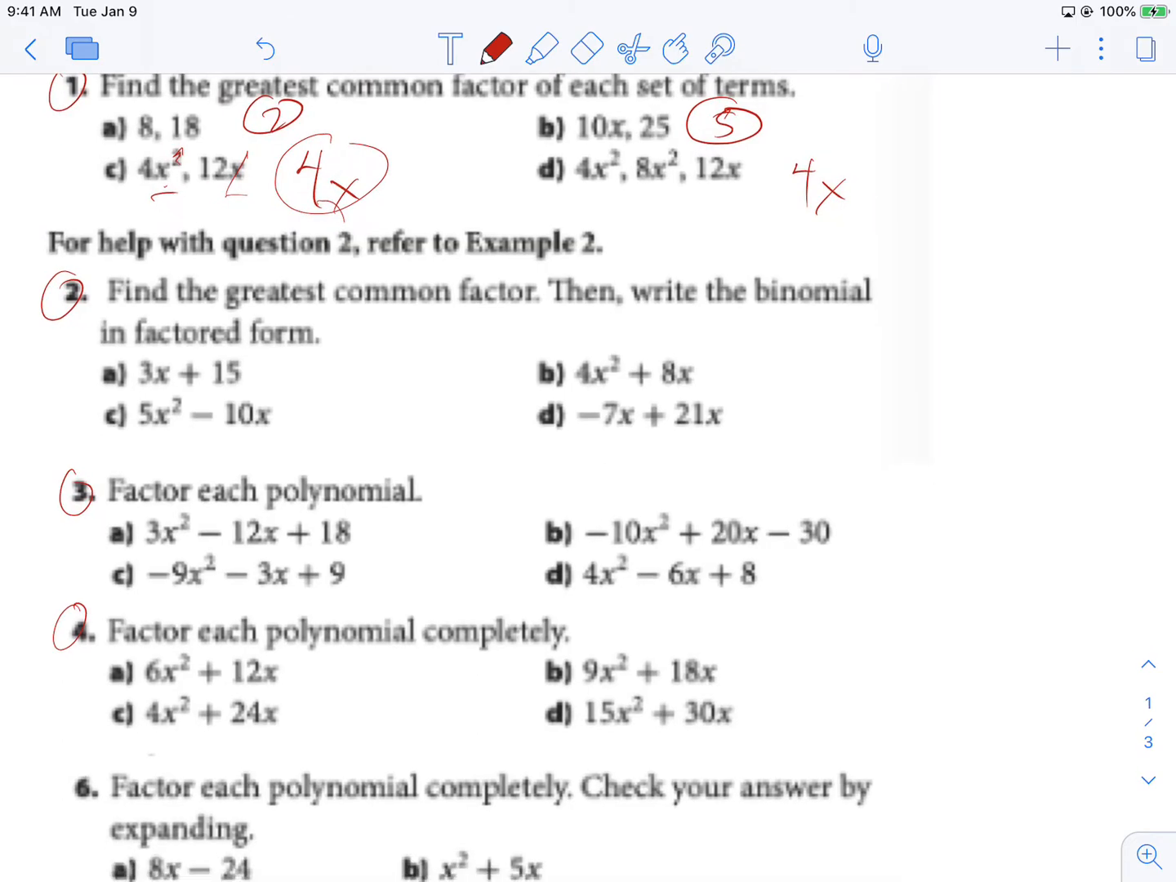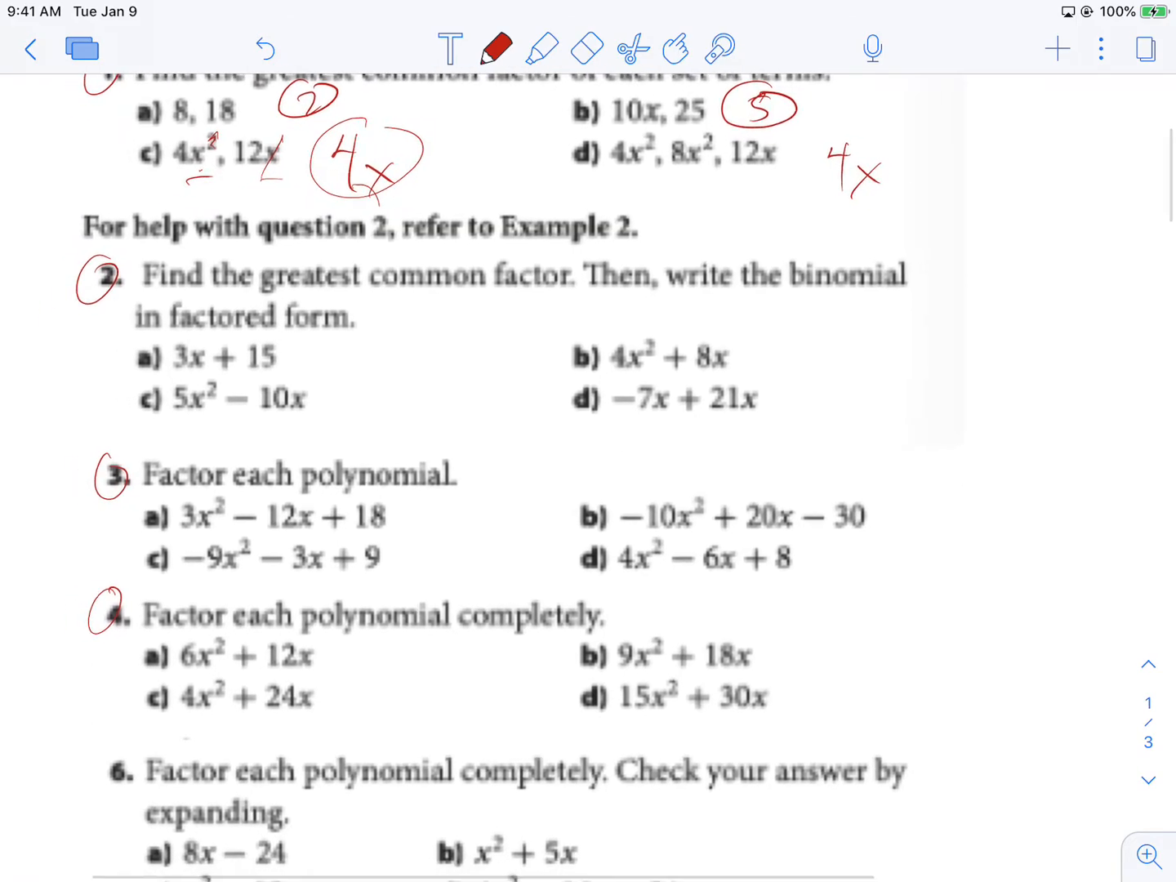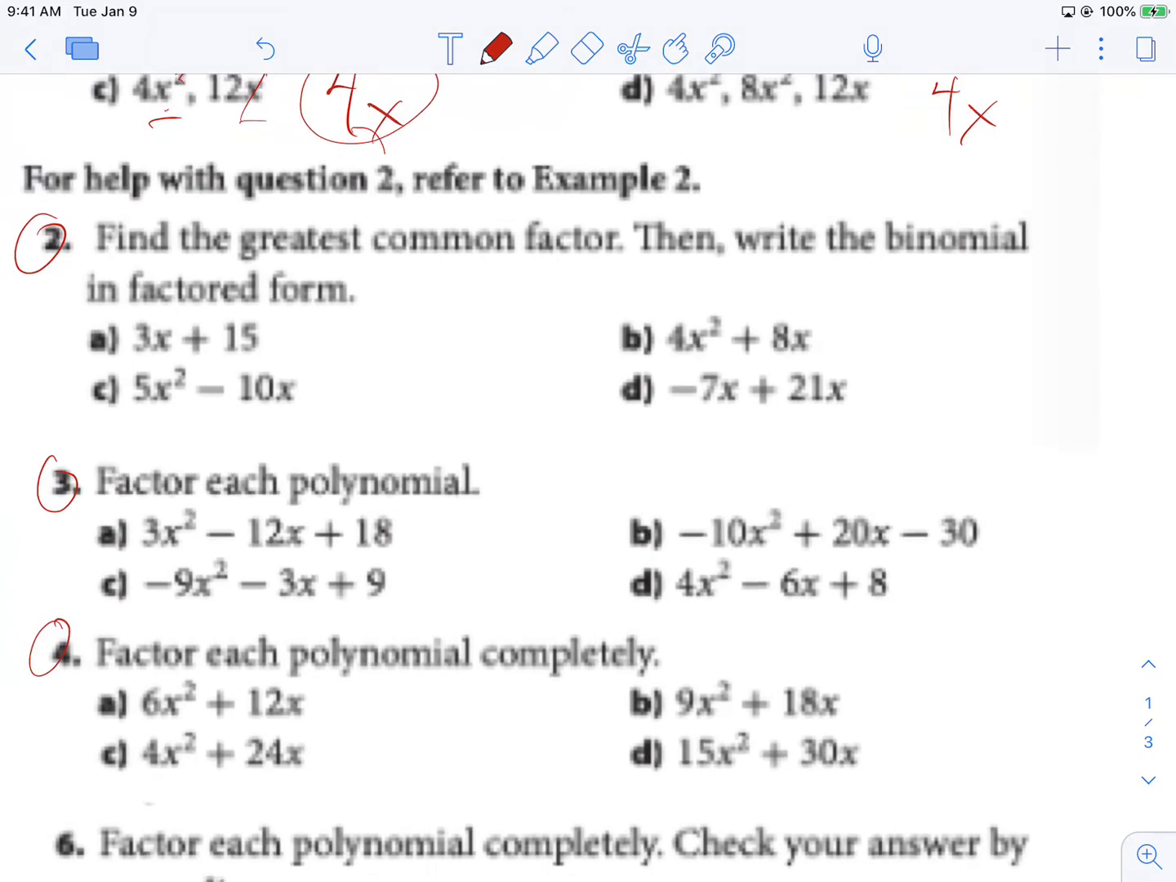So we're going to find the greatest common factor here, and then we're going to write the binomial in our factored form. So 3x plus 15, so we're going to take out a 3, and then what are we left with? Well, if we take out a 3 from 3x, we're left with x, and if we divide 15 by 3, we're left with 5.